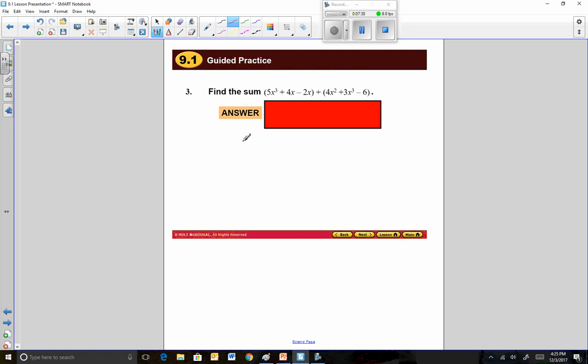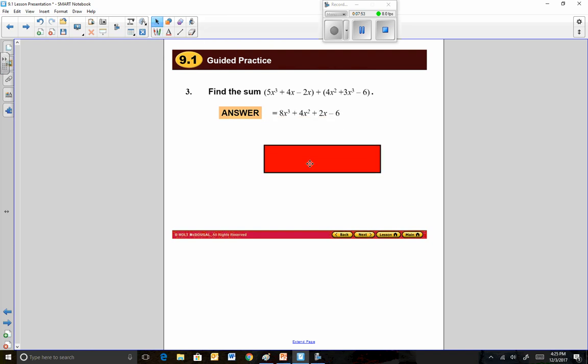All right, here's one for you to try out. I prefer the horizontal. You can do it whichever way you'd like. Pause the video and try to add these polynomials. Welcome back. Let's see how you did. You should have been able to get 8x to the third plus 4x squared plus 2x minus 6. It's basically just combining like terms.